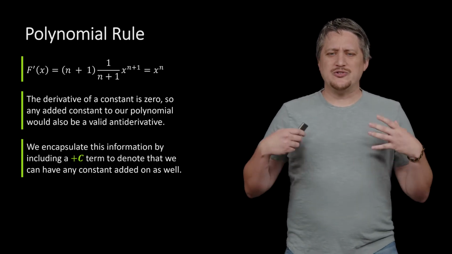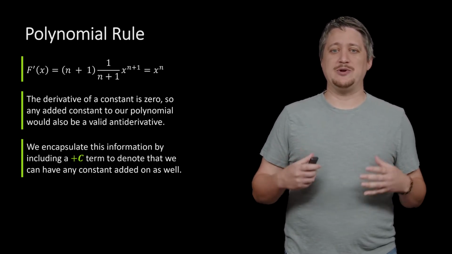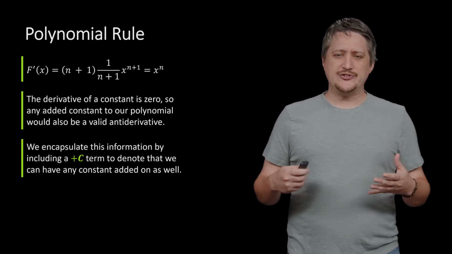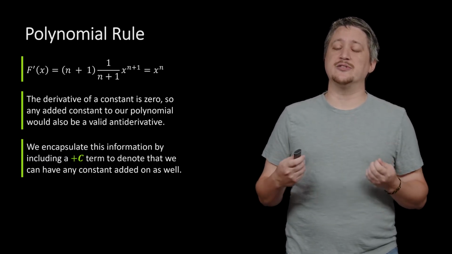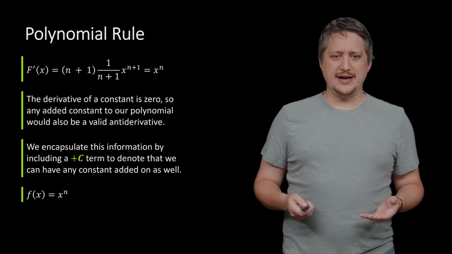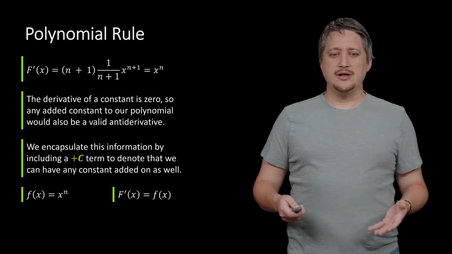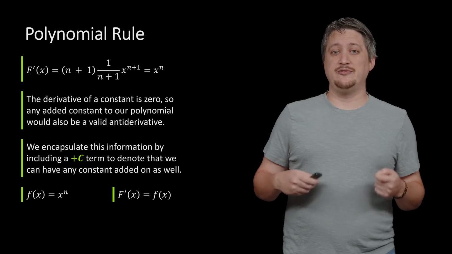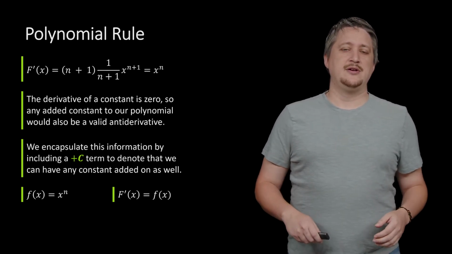So we capture all this information and encapsulate it all into a plus c term. This term is to denote the fact that we can have any constant. And again, this plus c is another one of those arbitrary constants. So if I have some function like f of x equals x to the n, then I can say, okay, I want some function f such that when I take the derivative, f prime of x gives me that original function, f of x.